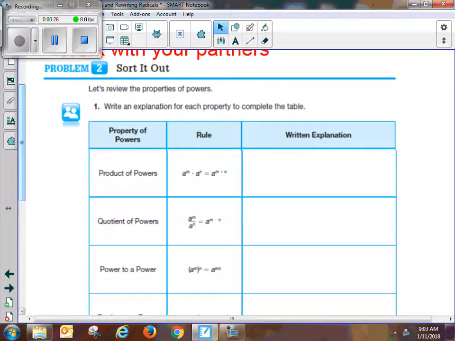We need to know these rules. So for the rules for the product of powers, I don't care about the name. I need to know that you know the rules. So again, when we had a like base here, it was important that it was a like base. What did I do with the exponents? I added them. Good.